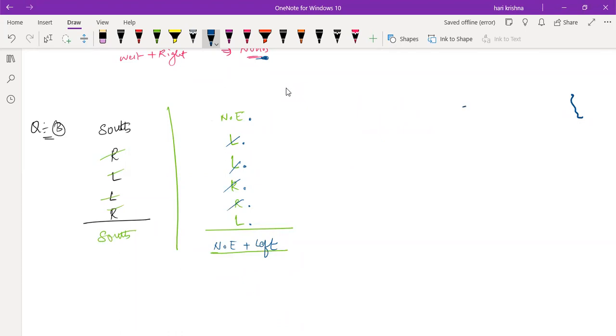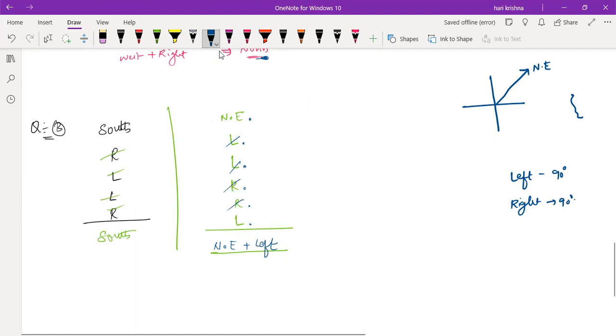If you are taking northeast as a direction like this, if you take left now, you always have to complete 90 degrees only. You don't take 45 degrees and all. Left simply means 90 degrees. Right also simply means 90 degrees. So northeast to the left will come to this one. So what is this? Northwest. So the final answer here is the northwest direction.